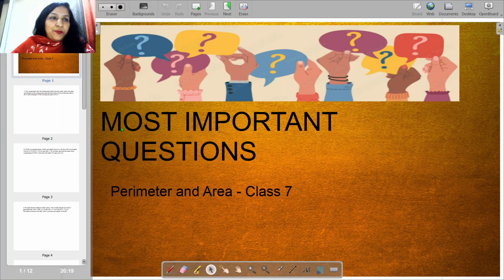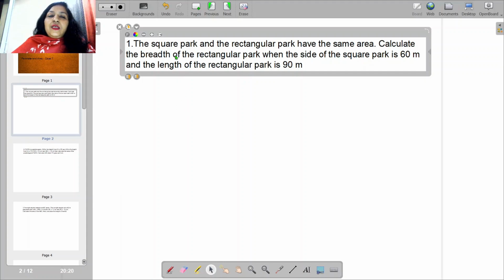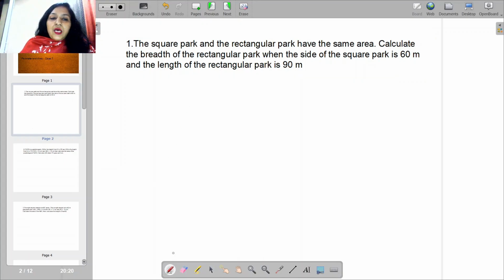So let's start. So the first question is, a square park and a rectangular park, they have the same area. We need to calculate the breadth of the rectangular park when it is given to us that the side of the square park is 60 meter and the length of the rectangular park is 90 meter. What you have to do in these kind of questions, just start with the given information. Okay, so what the information is given, the area of both the parks are equal.